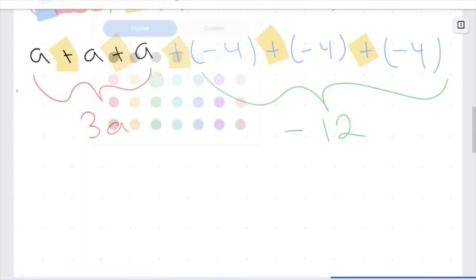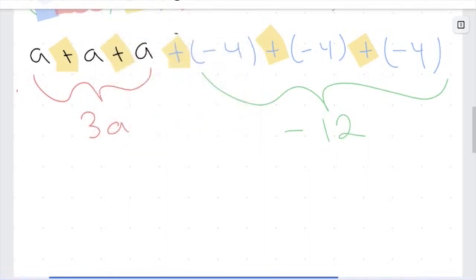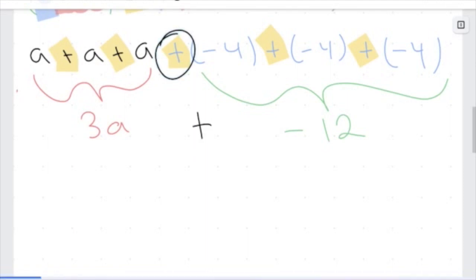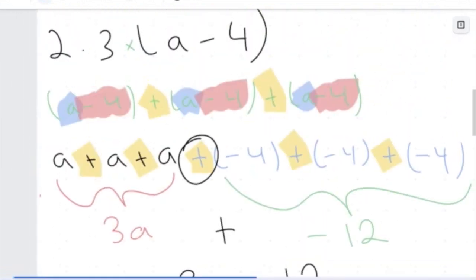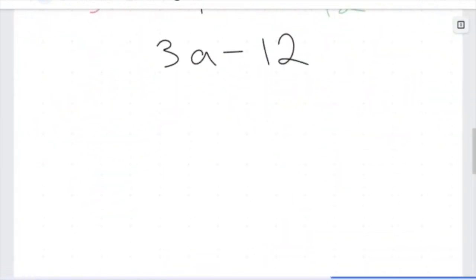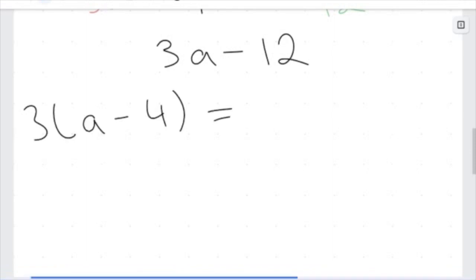And we can't neglect this plus sign. So I've separated this into 2 sections. So I have 3a plus minus 12. And then once again, I have a positive and a negative, so I'm going to get a negative. So my final answer is going to be 3a minus 12. So looking at this again, I have 3 outside of a minus 4, which gives me 3a minus 12.